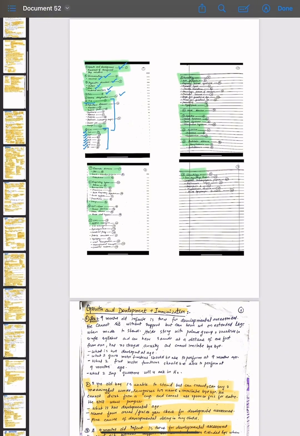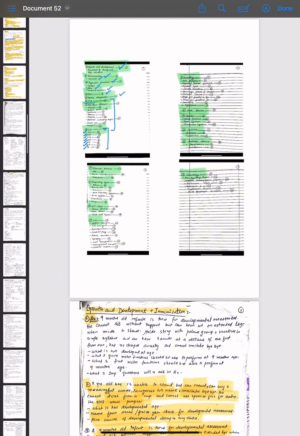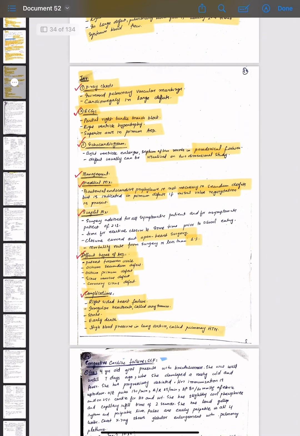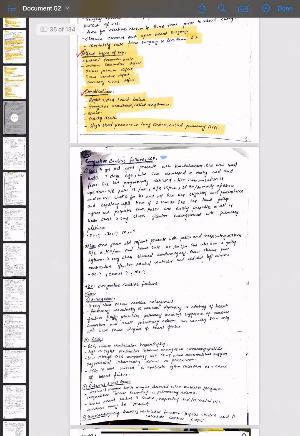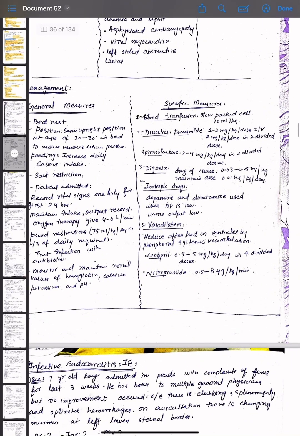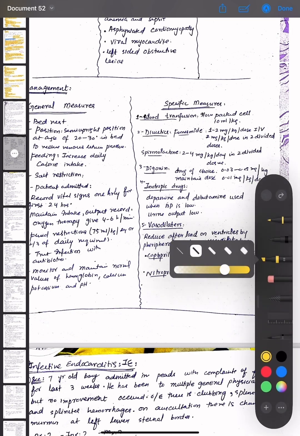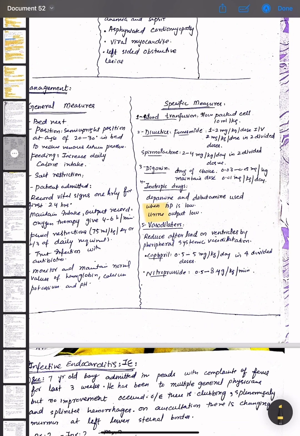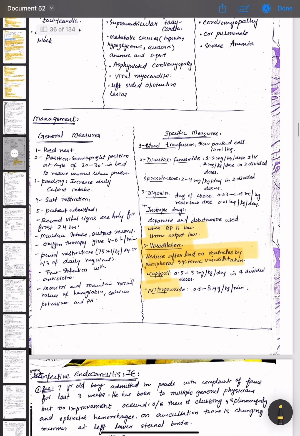Inotropic drugs are given when urine output is low, and vasodilators are given, which reduce afterload on the ventricles by peripheral systemic vasodilation. Captopril is given, and nitroprusside is given. These are the specific measures, that is medical management, which are given in the case of congestive cardiac failure.